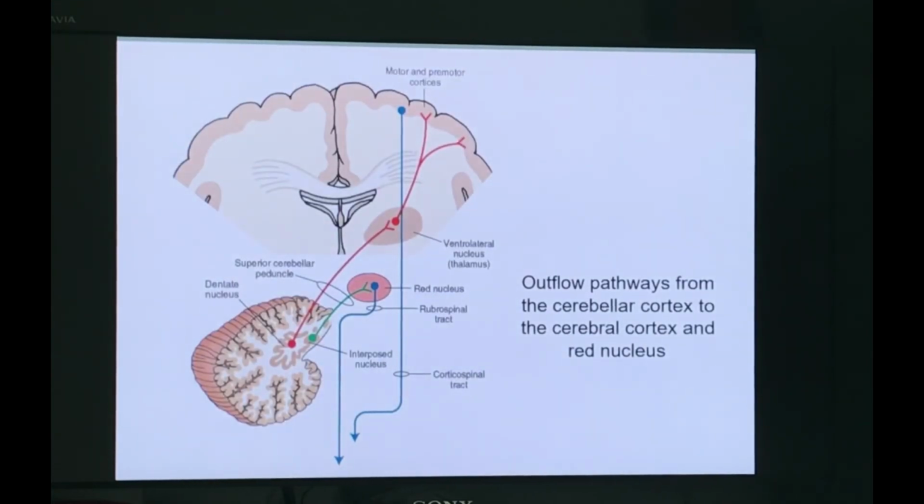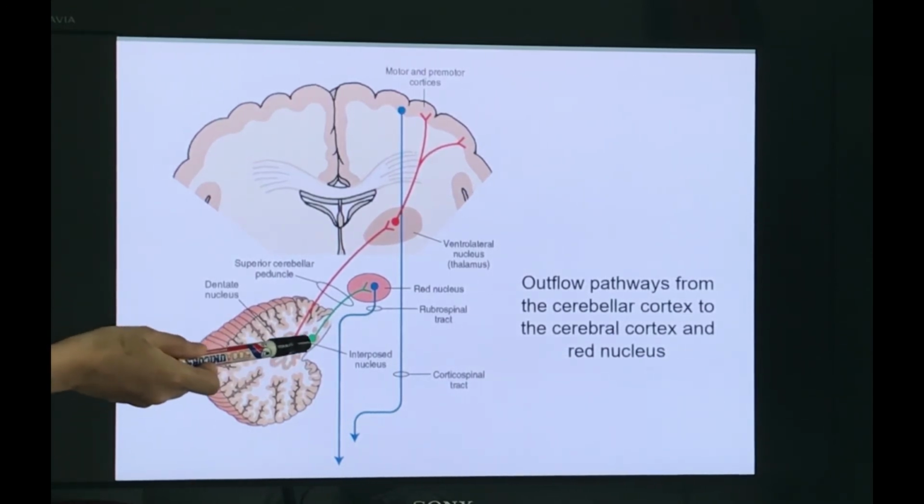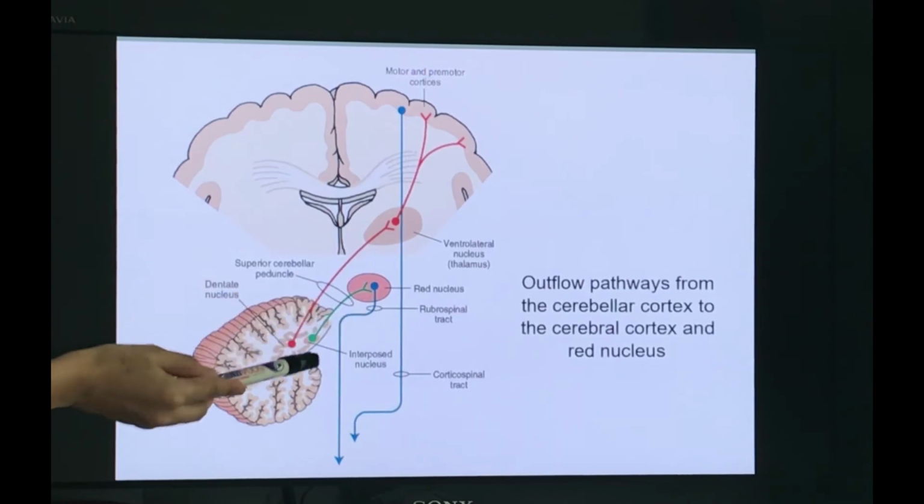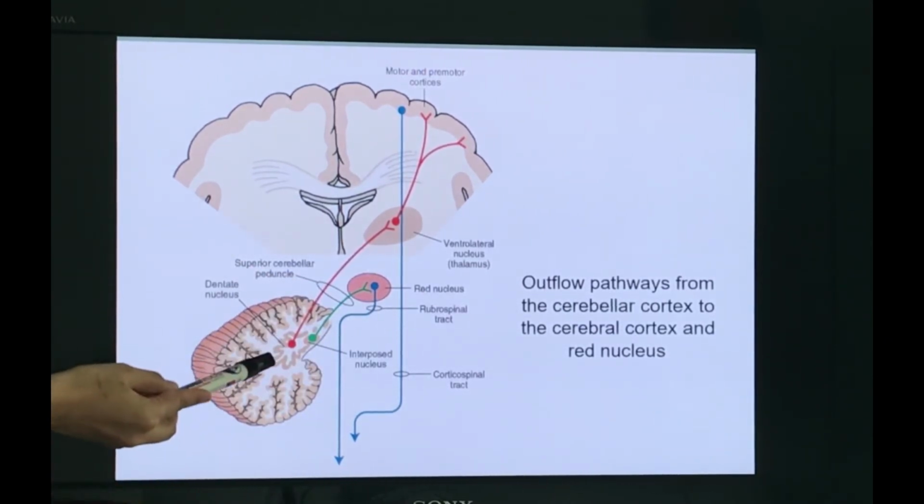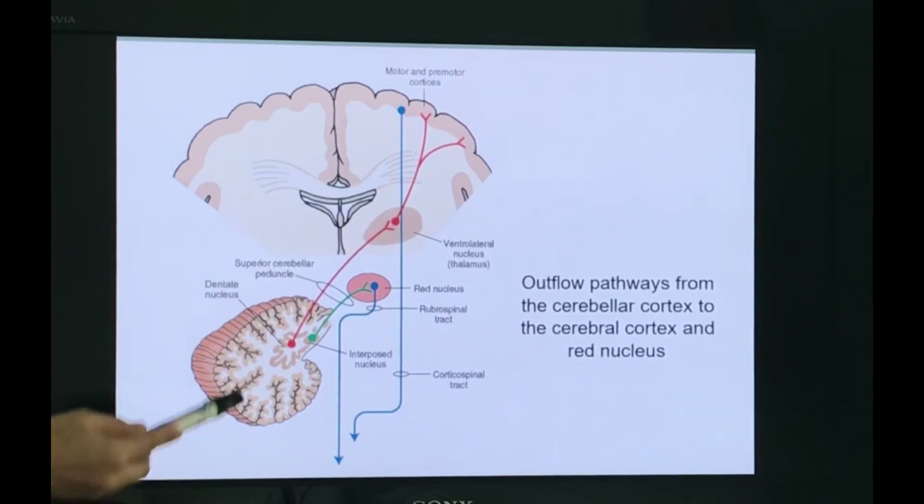So the outflow pathway from the cerebral cortex to the cerebellar cortex. From the cerebellar cortex, some will go to the red nucleus, and from the red nucleus the rubrospinal tract might be controlled. Some might go to the thalamus, and from the thalamus it goes to the cerebral cortex on the contralateral side, and through the corticospinal tract the movements are controlled. One is the corticospinal, the pyramidal tract; the other, rubrospinal, is the extrapyramidal tract.